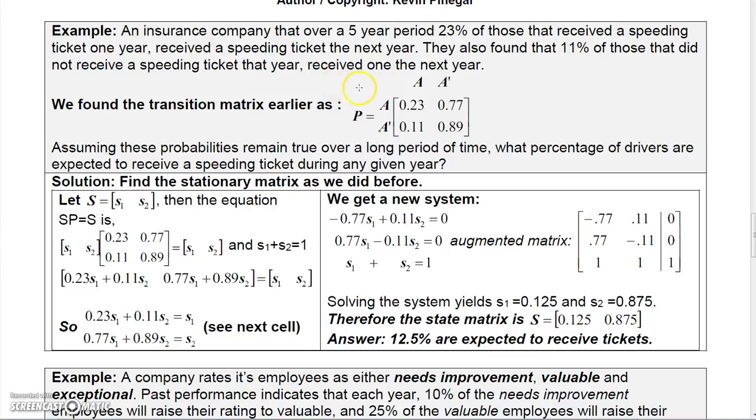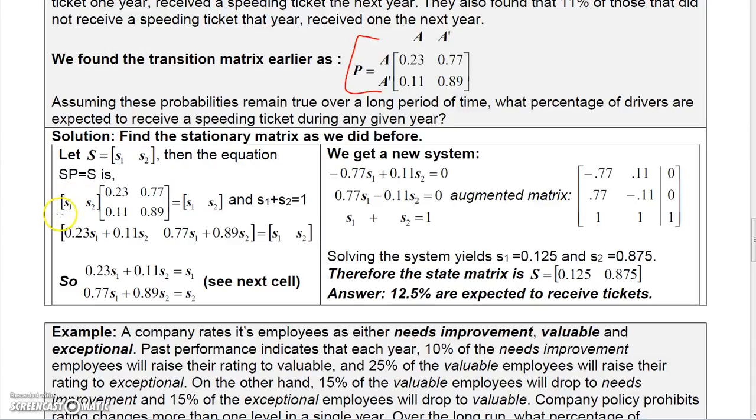Okay, let's return to our traffic ticket example. This was our transition matrix, and we know we need the matrix S such that S times P equals S. So we can do what we did in the previous problem and get 0.23 S1 plus 0.11 S2, 0.77 S1 plus 0.89 S2 equals S1, S2. Then create the equations, subtract the S1 and the S2 from both sides, and then throw in S1 plus S2 equals 1, and then you can solve this matrix.